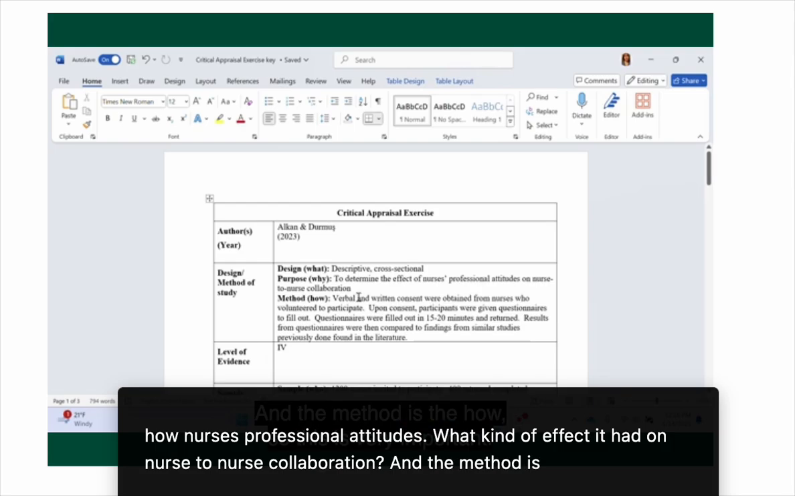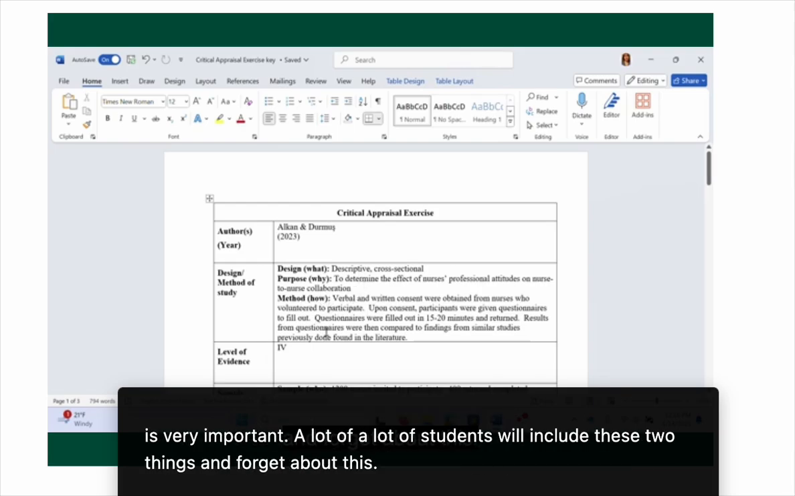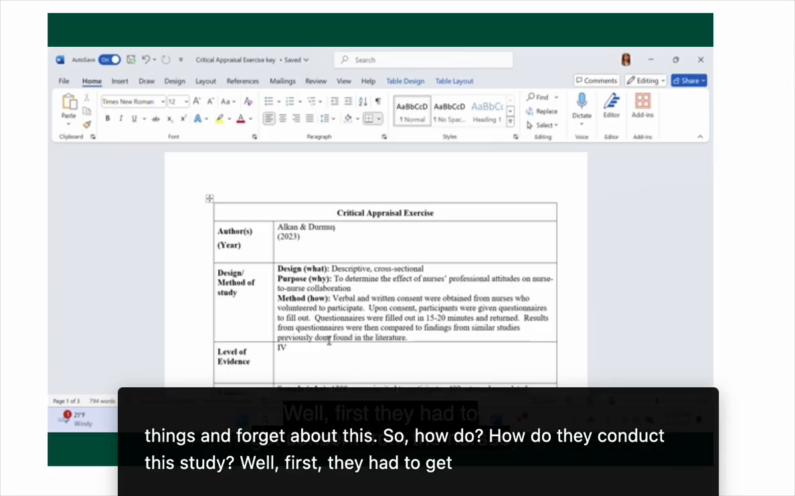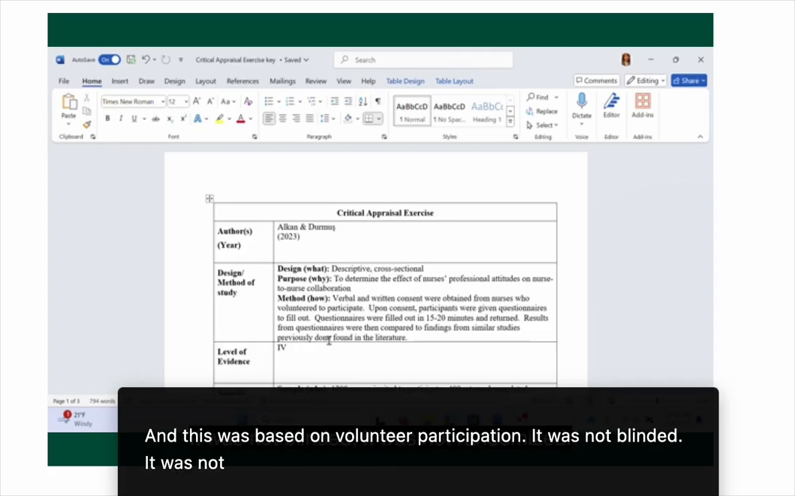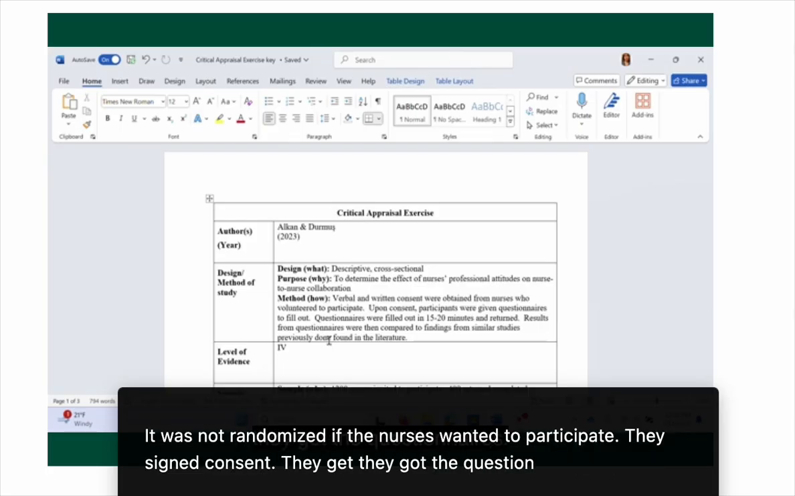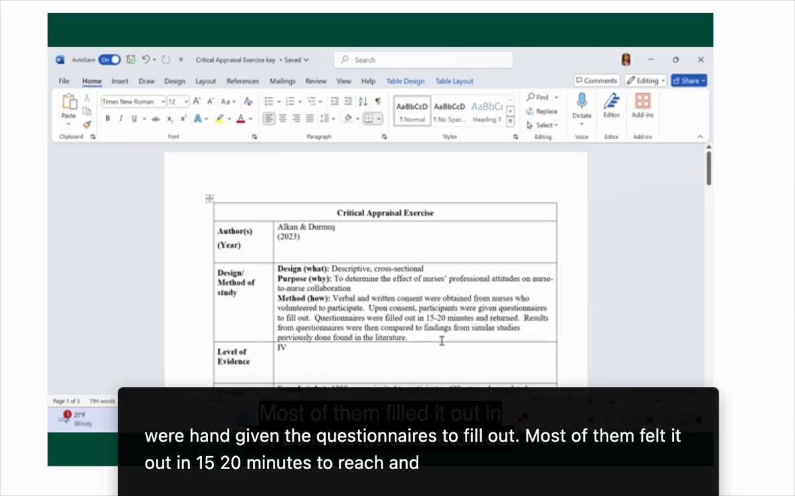And the method is the how. So this is very important. A lot of students will include these two things and forget about this. So how did they conduct this study? Well, first they had to get consent from the nurses, and this was based on volunteer participation. It was not blinded. It was not randomized. If the nurses wanted to participate, they signed the consent. They got the questionnaires. So they were hand-given the questionnaires to fill out. Most of them filled it out in 15, 20 minutes and returned.